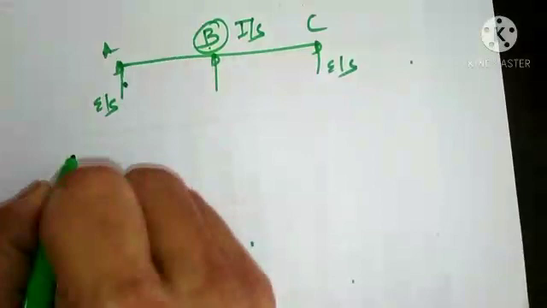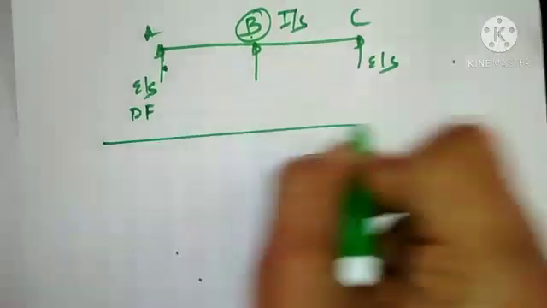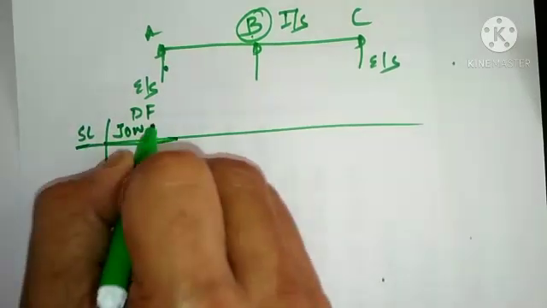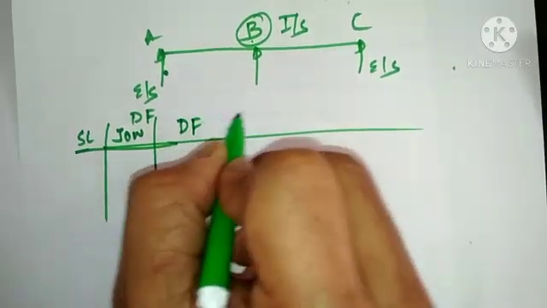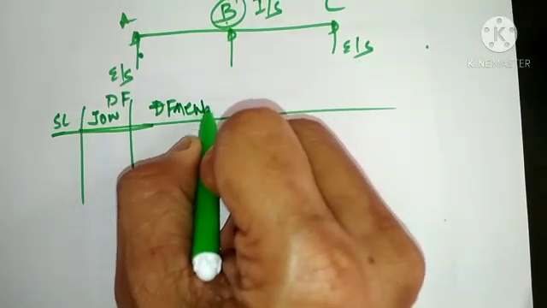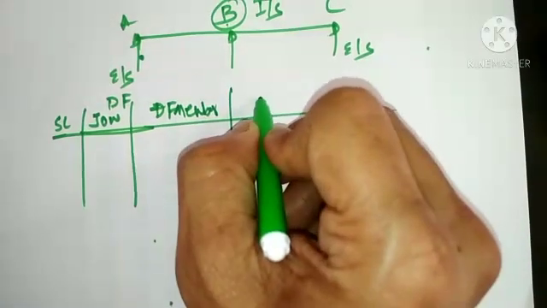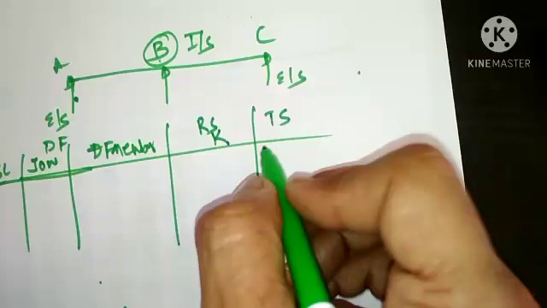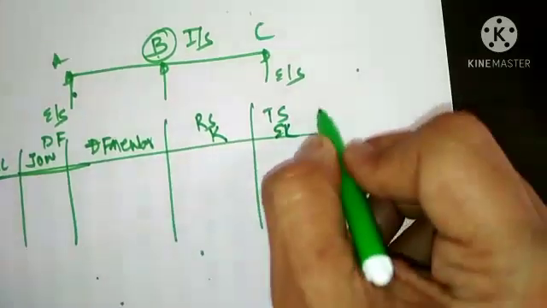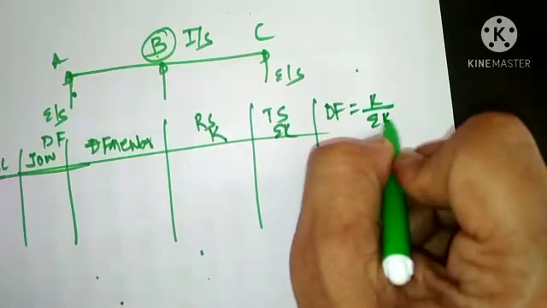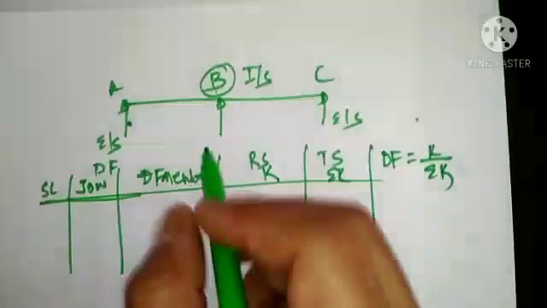Now if I write down the distribution factor for this, again I need to note down serial number first, joint, distribution factor, that is member connected for joint for the intermediate support. Then it is relative stiffness, total stiffness. Relative stiffness will be called as K, total stiffness will be called as summation K, distribution factor will be K divided by summation K.